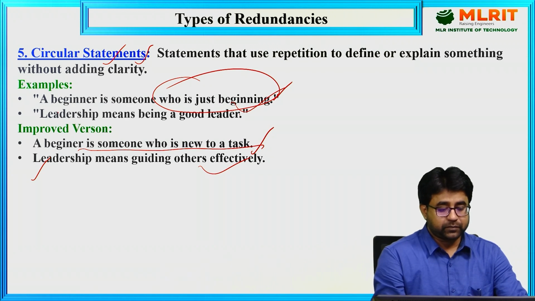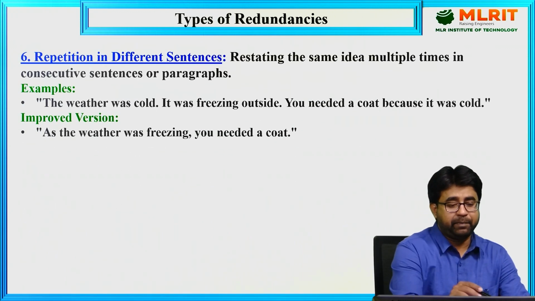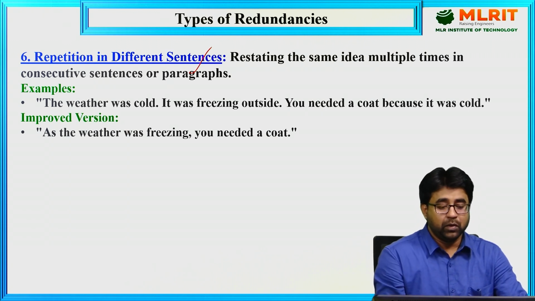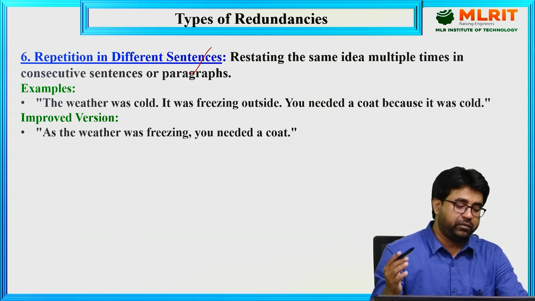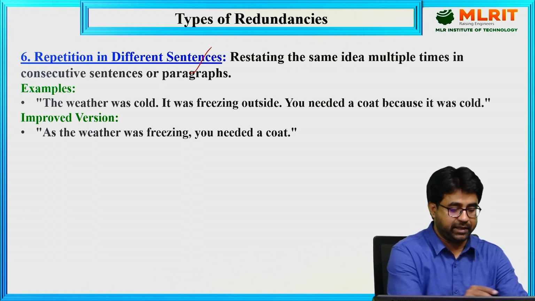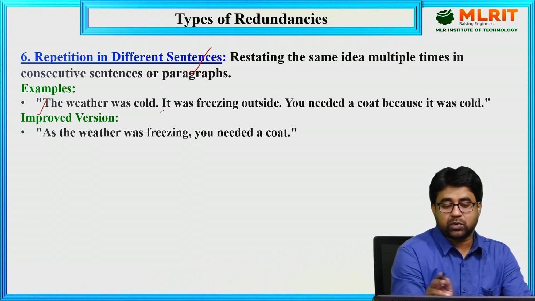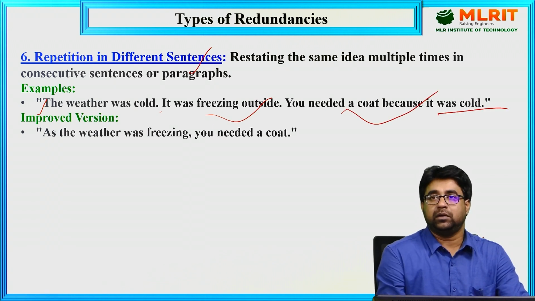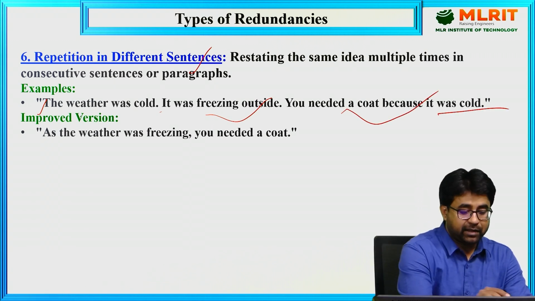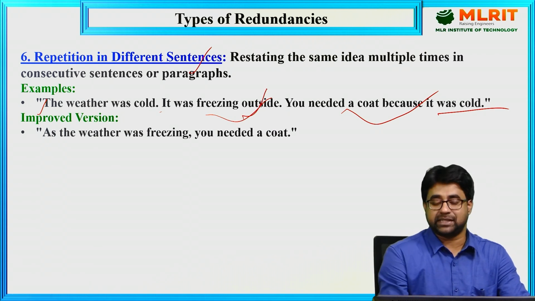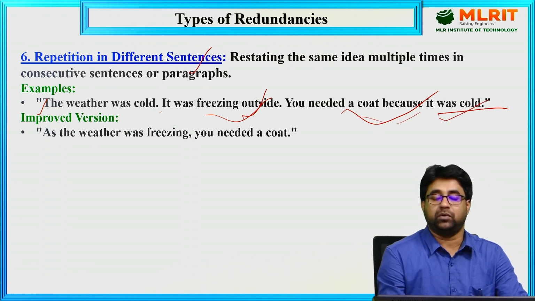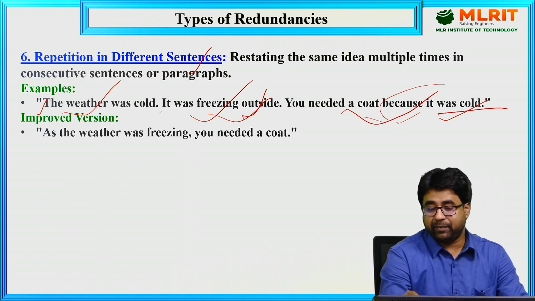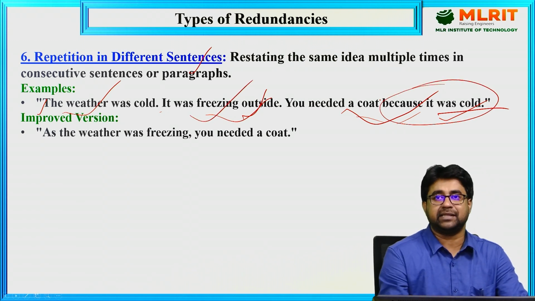Fine. The next one, repetition in different sentences. Sometimes when we write a paragraph or essay, when we run out of content, often what we do is unnecessarily repeat the same thing. See the example here. The weather was cold. It was freezing outside. You needed a coat because it was cold. So basically I am using 3 sentences, right? The weather was cold. It was freezing outside. You need a coat because it was cold. All these are the same thing, repeating the same thing.